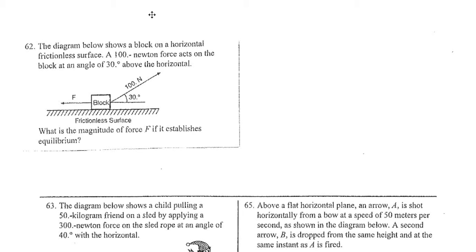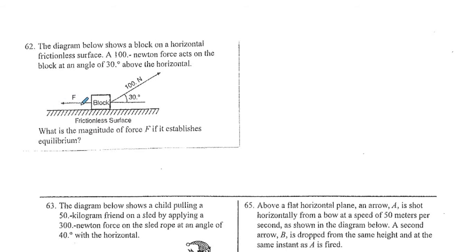All right, so in this next problem we have a block on a horizontal frictionless surface, and it has a 100 Newton force acting on the block at an angle of 30 degrees. What is the magnitude of the force if it establishes equilibrium?